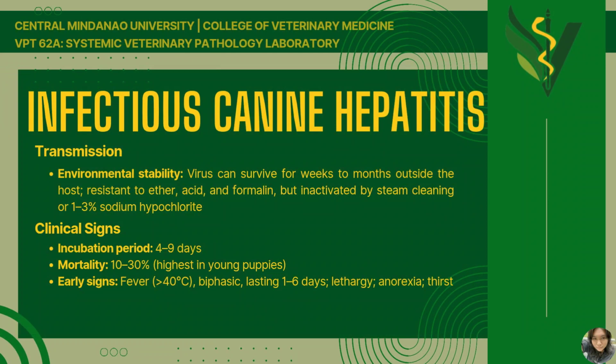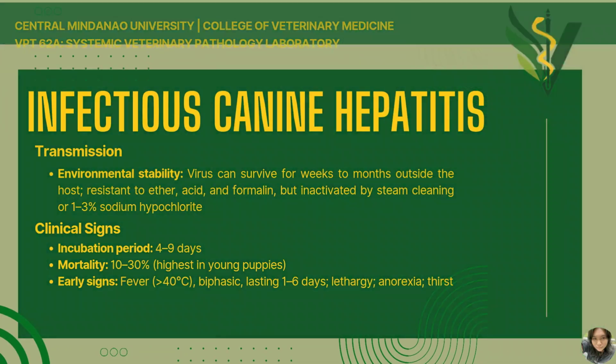For the clinical signs, the incubation period of infectious canine hepatitis is 4 to 9 days, and the mortality rate ranges from 10 to 30%, with the highest mortality seen in young puppies as they are much more vulnerable during that stage, being immunocompromised. The early clinical signs include high fever, often above 40 degrees Celsius, which lasts 1 to 6 days. Other signs are lethargy and depression, anorexia, and thirst.